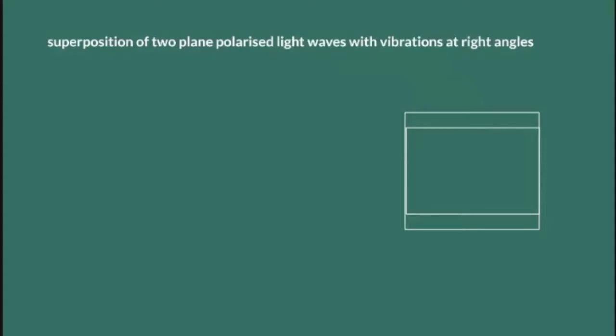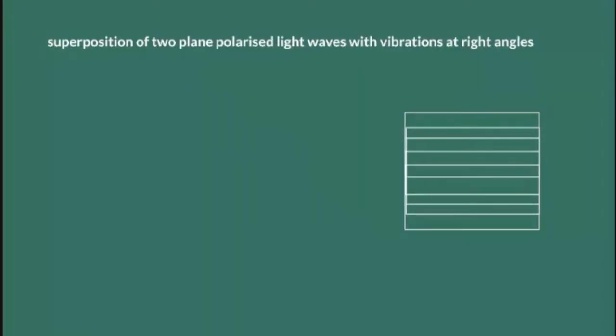Today's topic is superposition of two polarized light. We are going to consider a doubly refracting crystal in this case. If a light passes through this crystal, it will create two polarized lights. One will be E and another will be O. So these are our optic axis.